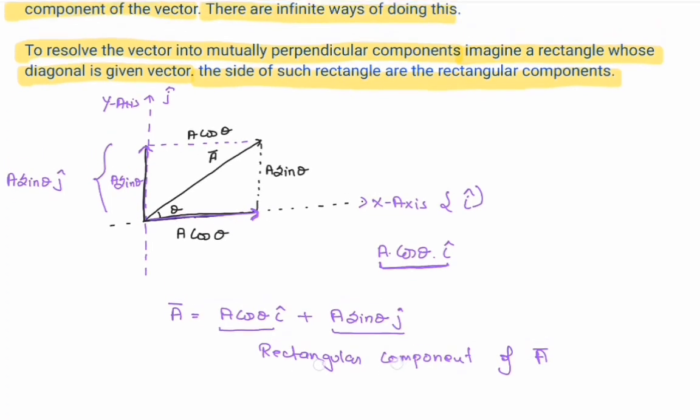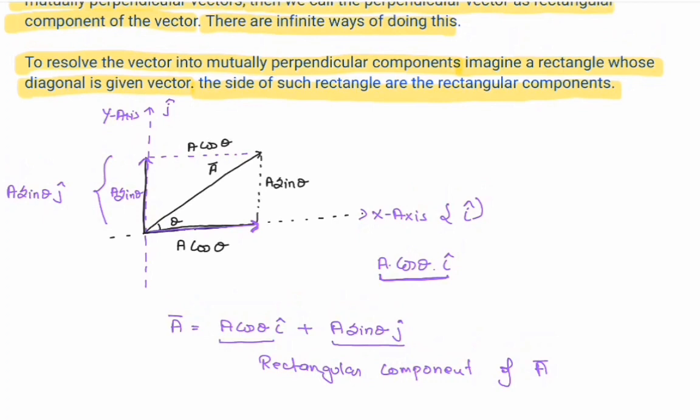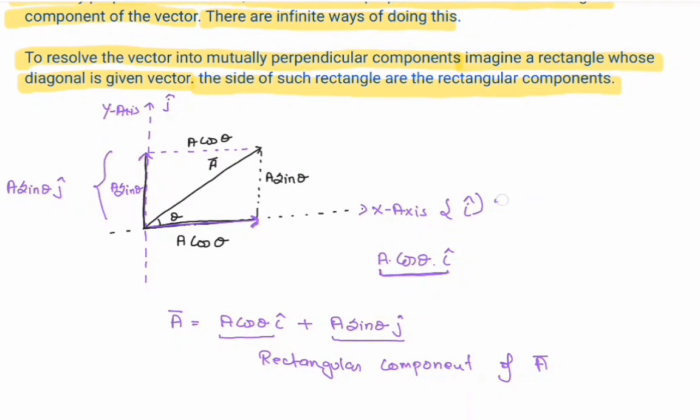Okay, this is all about the rectangular components of a given vector. This i cap and j cap, we are going to discuss again in detail. Don't worry about these things: how to represent this and what it means.